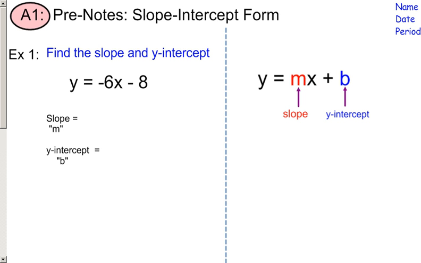The first thing we're going to do is in example 1, we're going to find the slope and y-intercept. Now if we know that the slope is m and the y-intercept is b, then if we look over in this problem, it's pretty easy. The slope is going to be this number next to the x, so the slope is going to be -6.